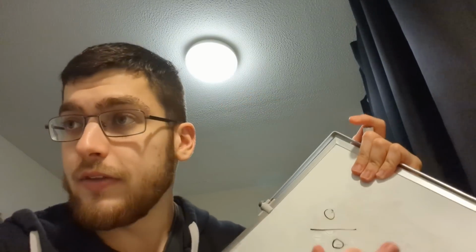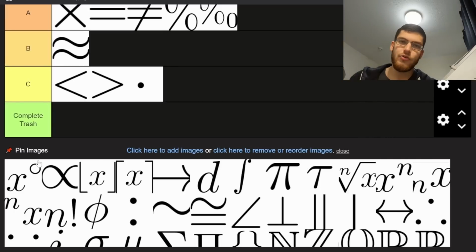So yeah, it makes a lot of sense. Degrees is just based on an arbitrary number, 360, that has a lot of factors, which is useful, but it's not really that great. It doesn't really mean anything, you know? So I'm going to put it in B tier.